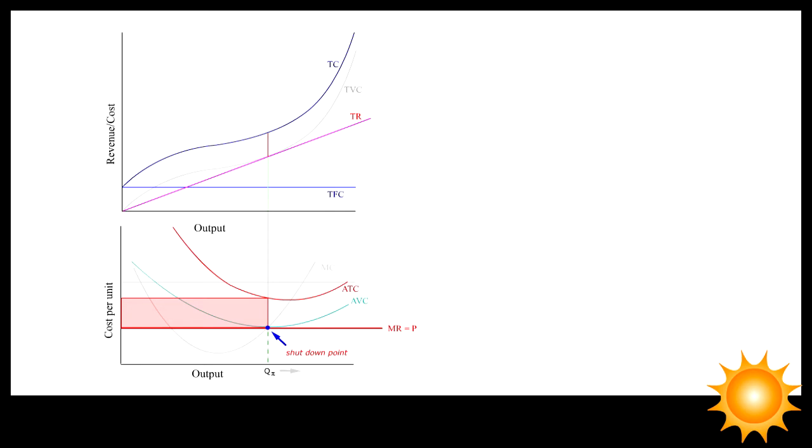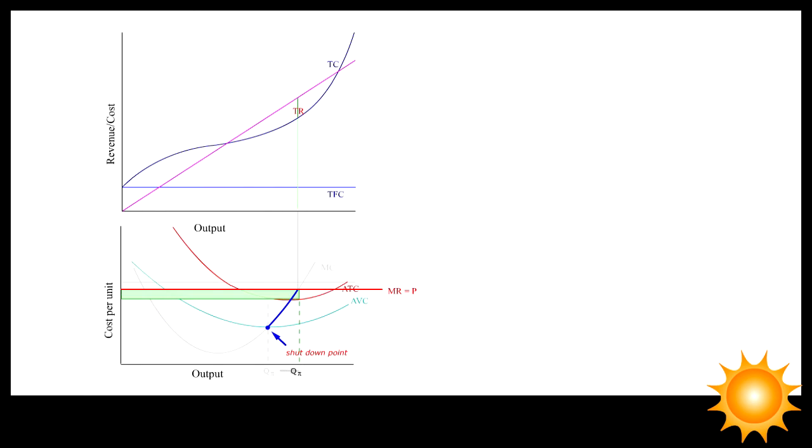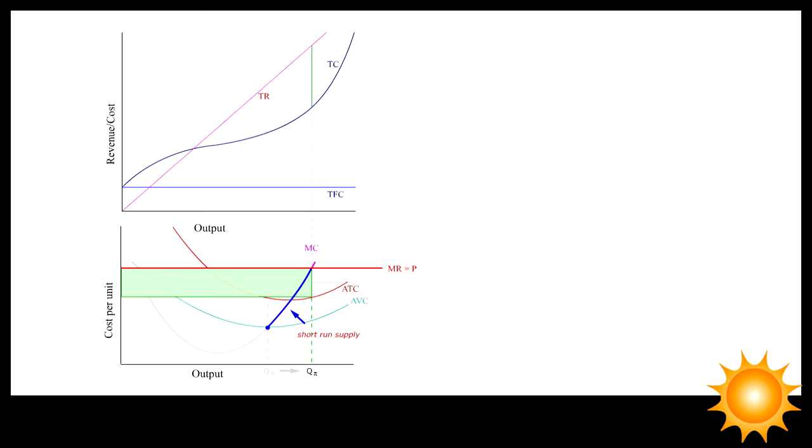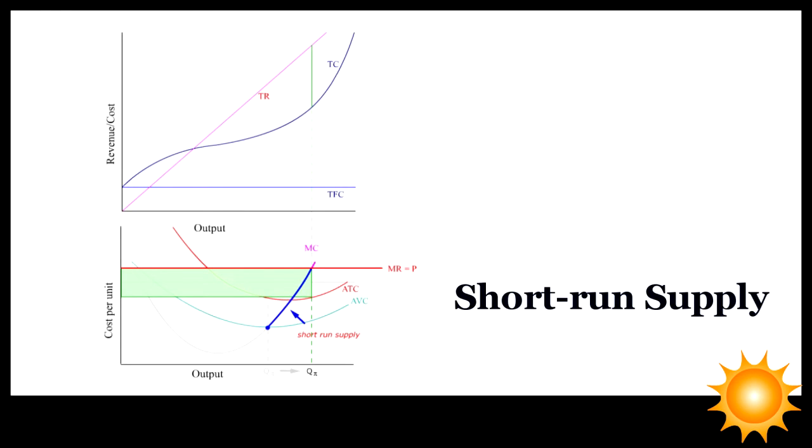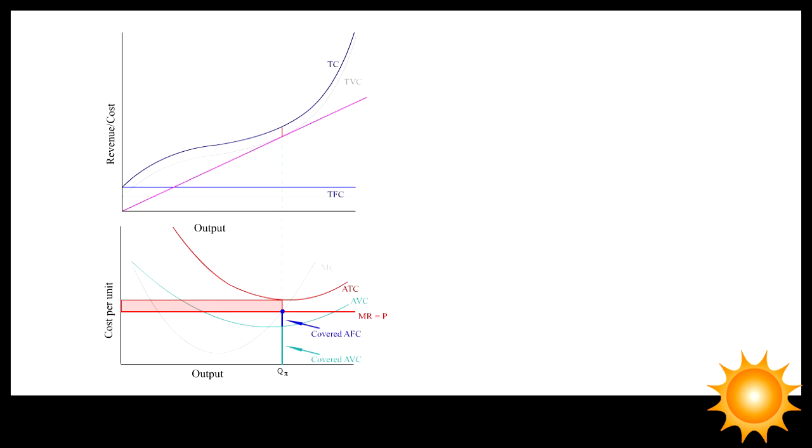Since the maximum profit output levels are determined by the intersections of MC and various levels of P, the segment of MC above minimum AVC represents the short-run supply curve of the firm. In the short run, as long as P is greater than minimum AVC, the firm may choose to stay in business even though price does not cover all cost, because part of the fixed cost is still covered.